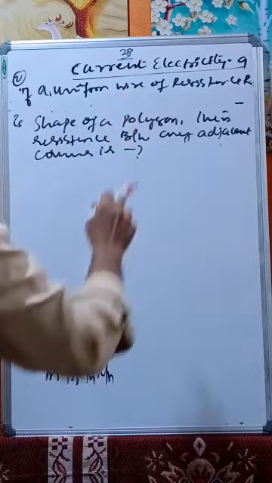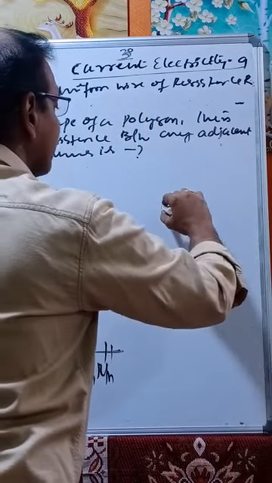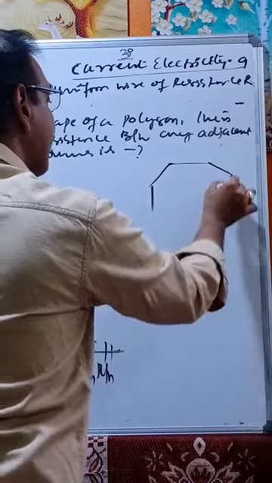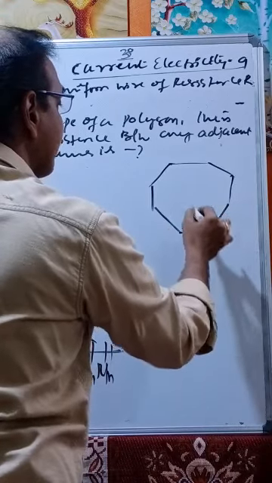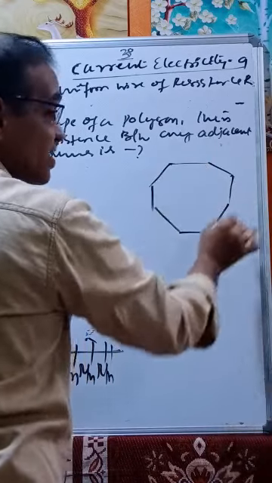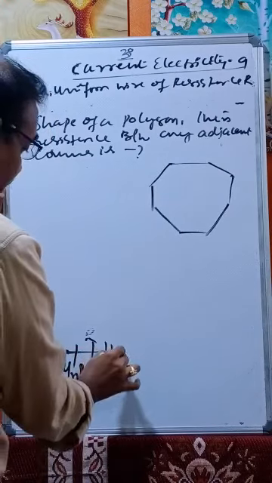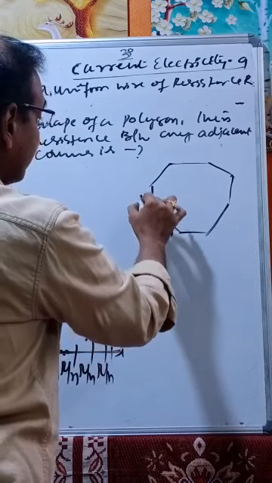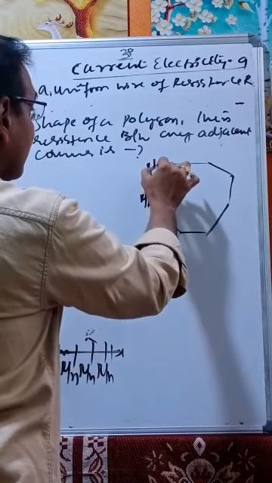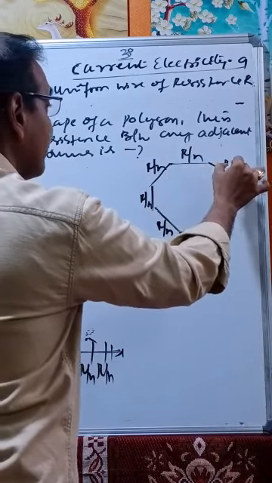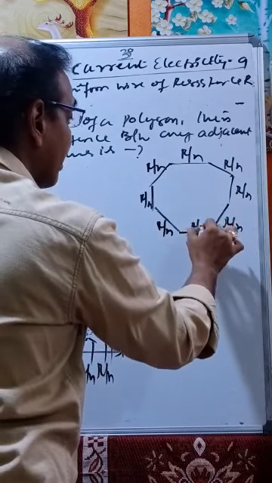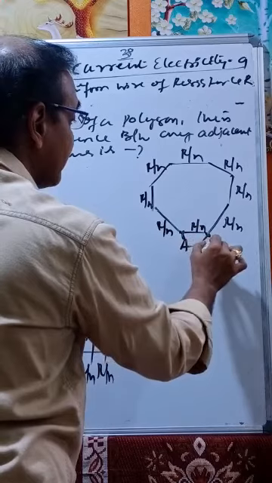Therefore, a uniform wire of resistance R is shaped in the form of a polygon. Sorry, the whole resistance is R. Therefore, the resistance of each part is R by n, as it is divided into n parts. R by n, R by n, and so on. Again, take this as A and B.